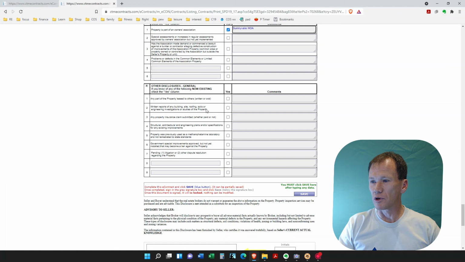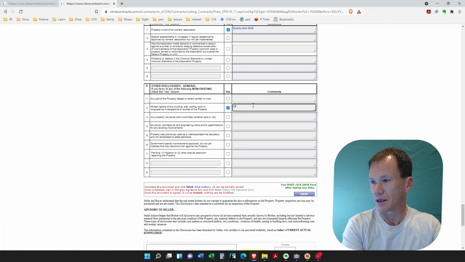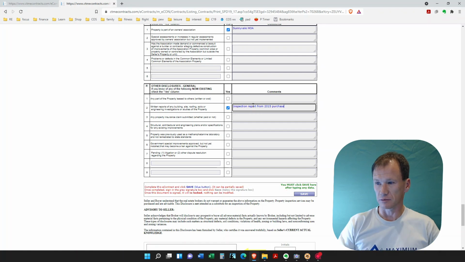Do you have any reports now existing of the building, site, roofing, soils, engineering, investigation, or studies of the property? If you bought the house and had an inspection and you still have that inspection report, that would be yes. Inspection report from 2015 purchase. And then probably best just go ahead and provide it.